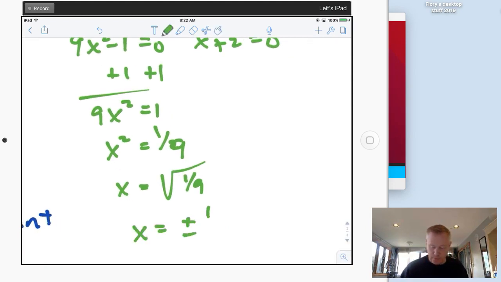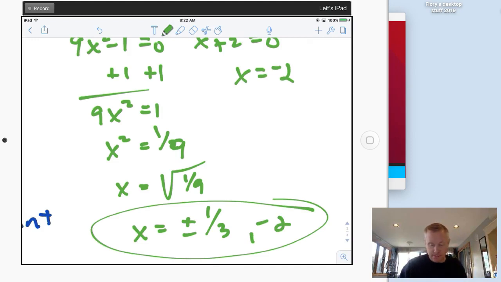plus or minus 1/3. Take the square root of the top number and the square root of the bottom number, square root of 1, square root of 9, okay? This one's just x equals -2. So there's my 3 answers, okay?